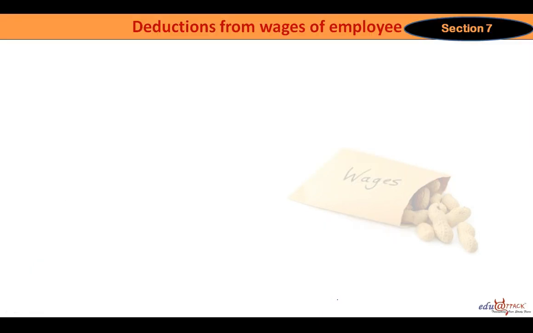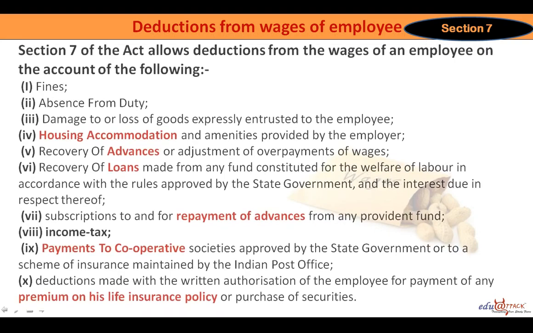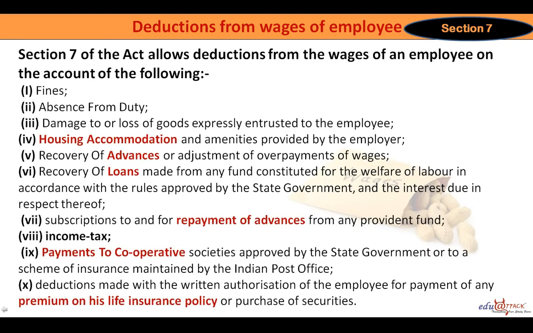Now section 7 comes. Most important, deduction from wages of employee. These are the allowable deductions which the Act has prescribed under Section 7 of the Act. So what are the deductions which are allowable? Fines, absence from duty, damage if the employee is causing damage to the property of the employer or loss of goods, housing accommodation: if the employer is providing housing accommodation and amenities to the employee, then the employer can deduct those amounts.